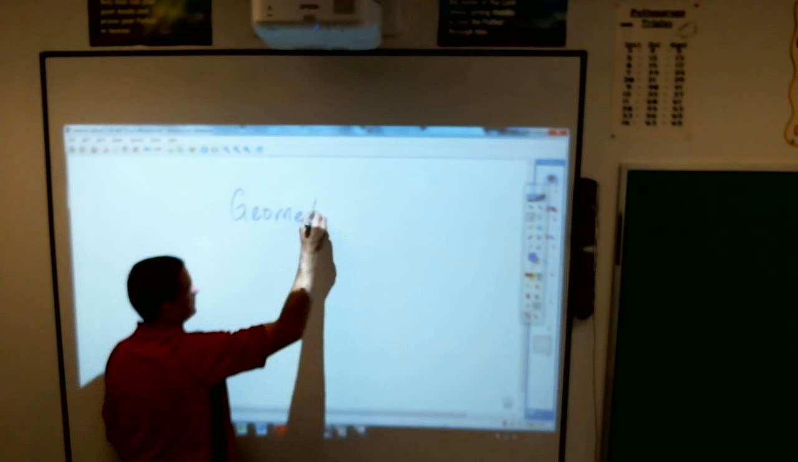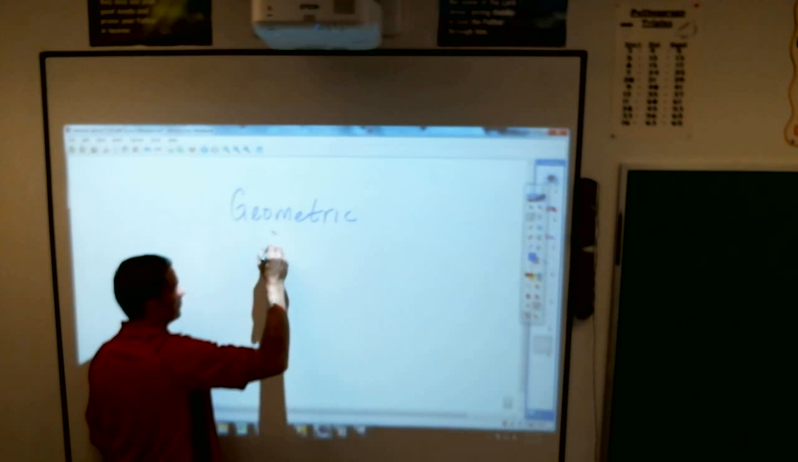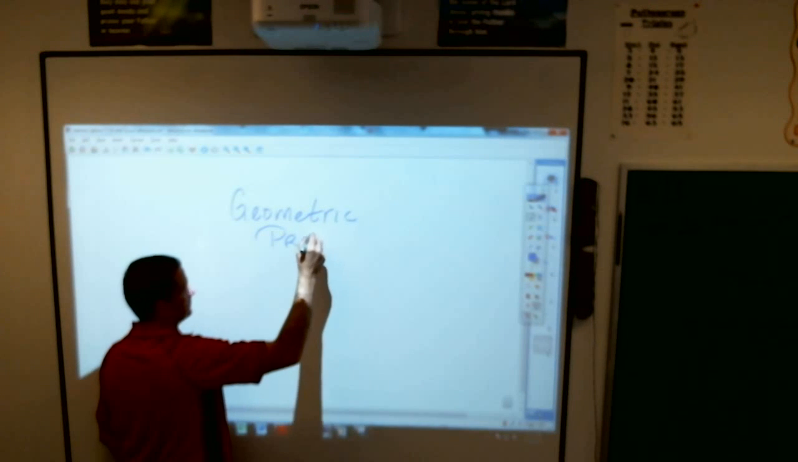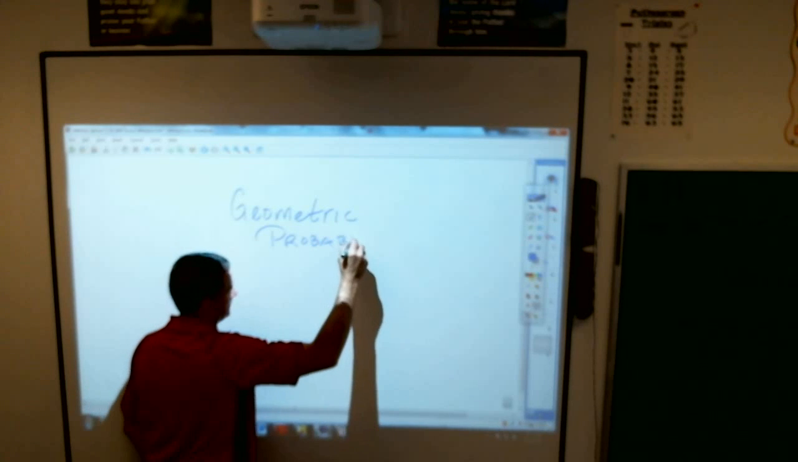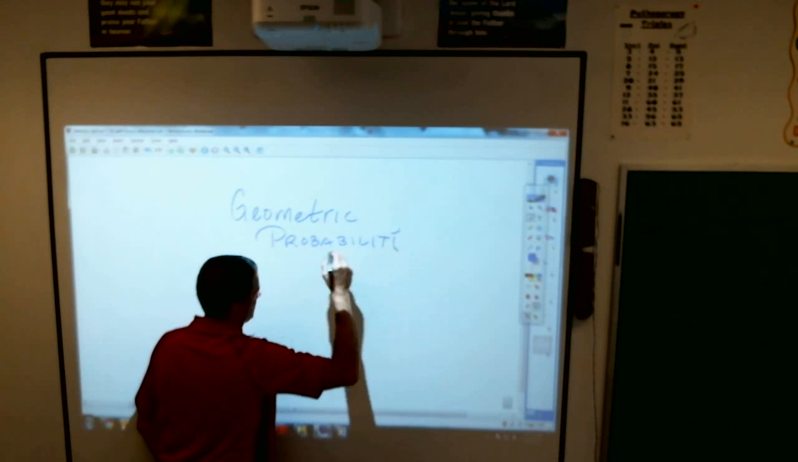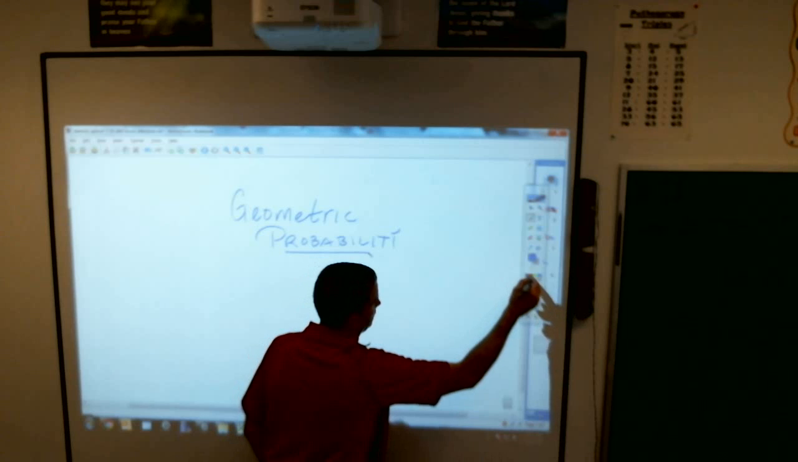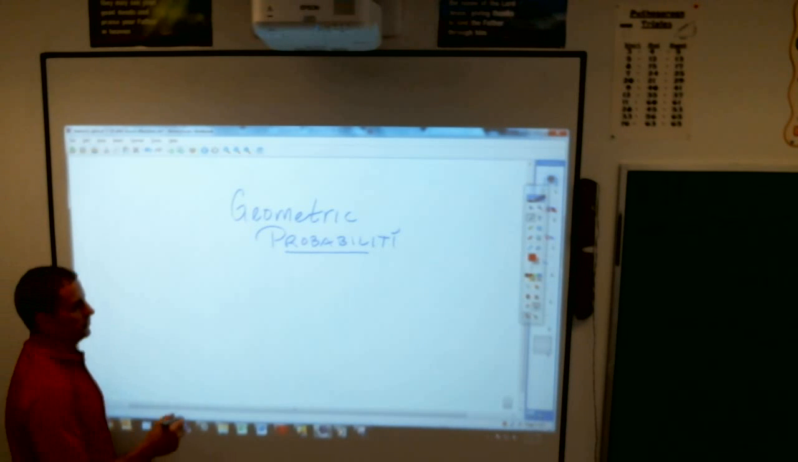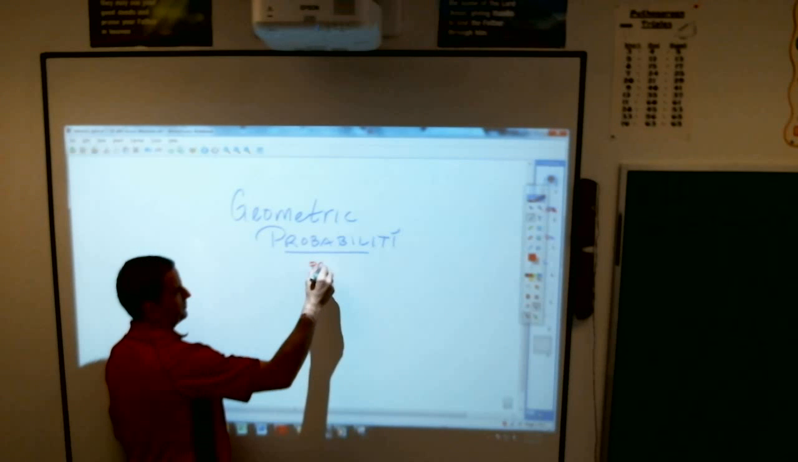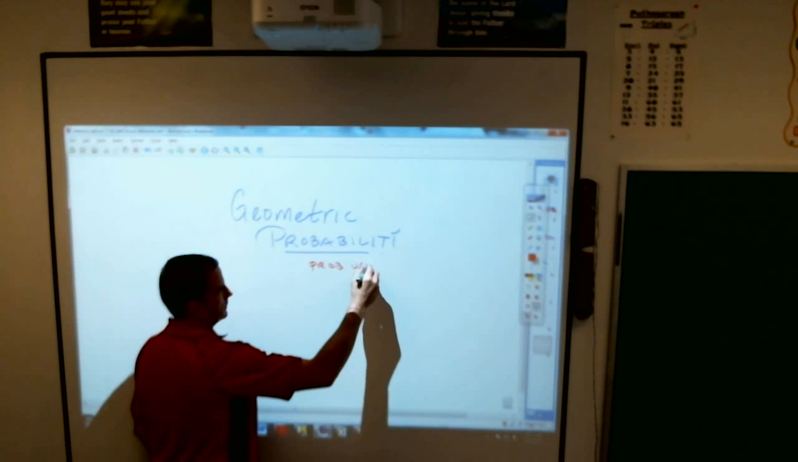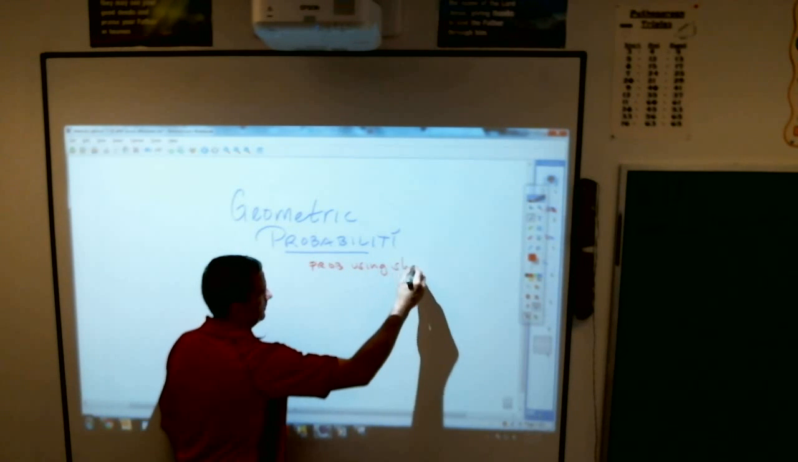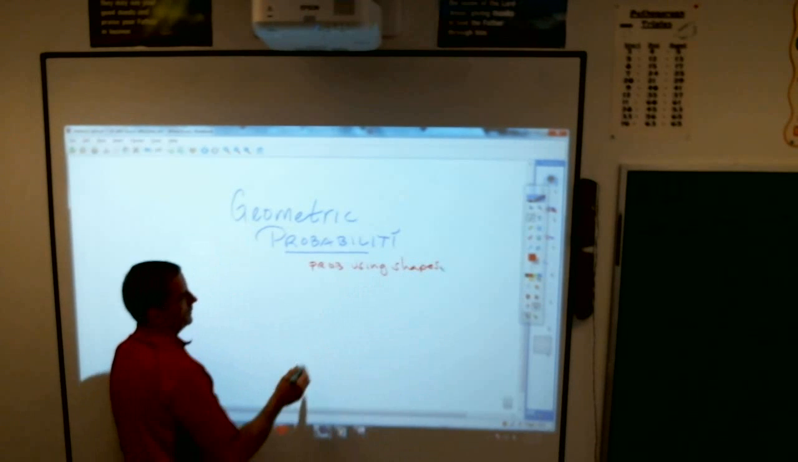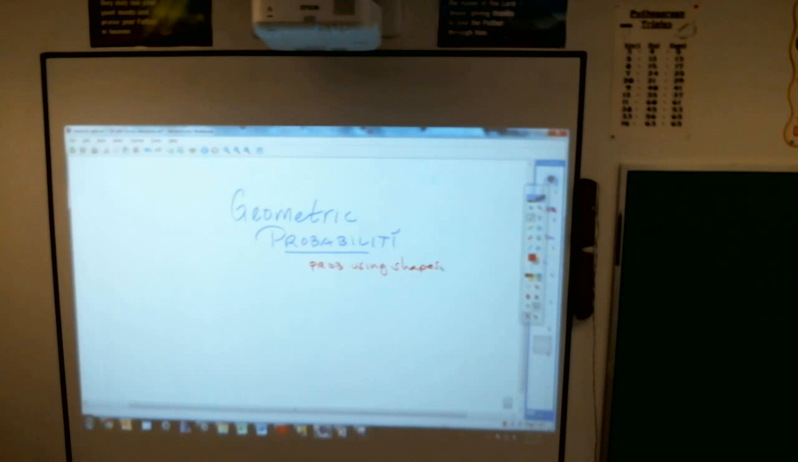Geometric probability. And really, I'm going to give you an example problem. I guess you could call this probability using shapes. Probability using shapes. Here is an example problem.